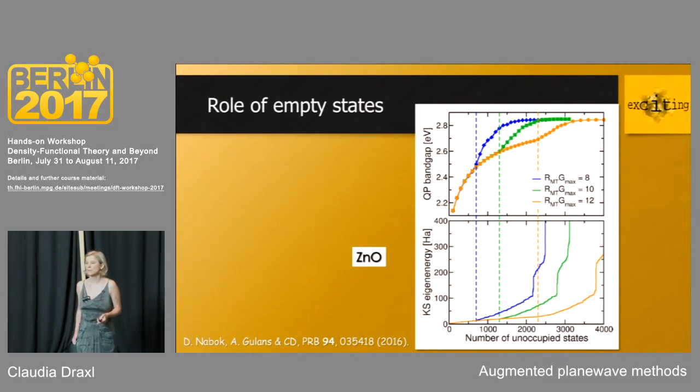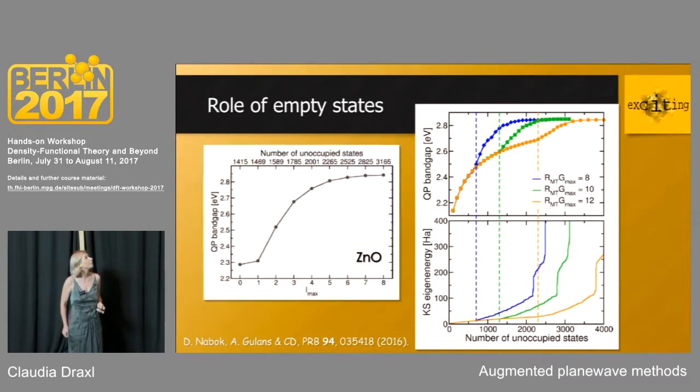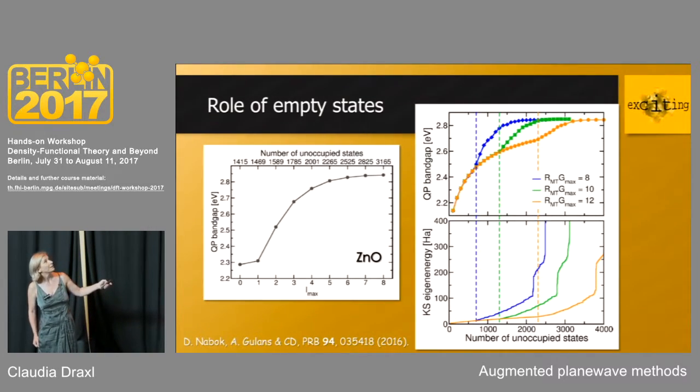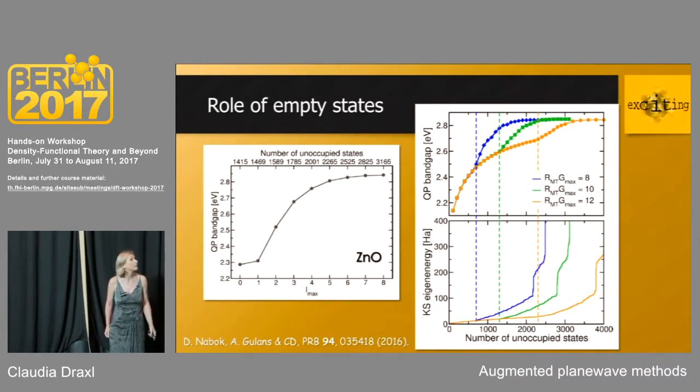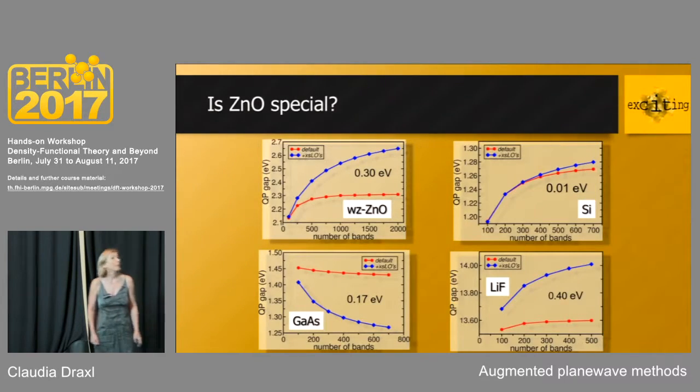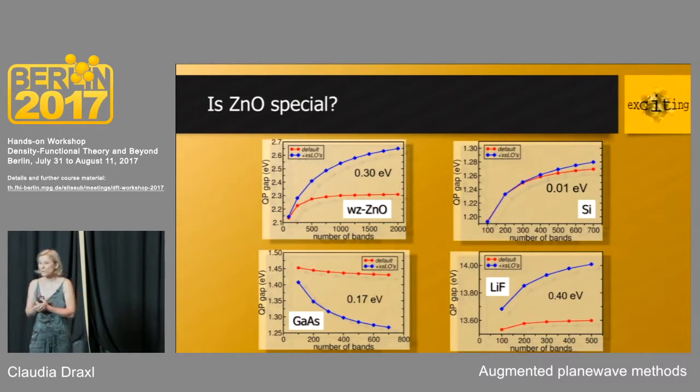More crucial is the quality of the local orbitals here. And then this is the final result. If you look this up as a function of Lmax, then we get a value of roughly 2.8 here. So, the question is, is zinc oxide so special?